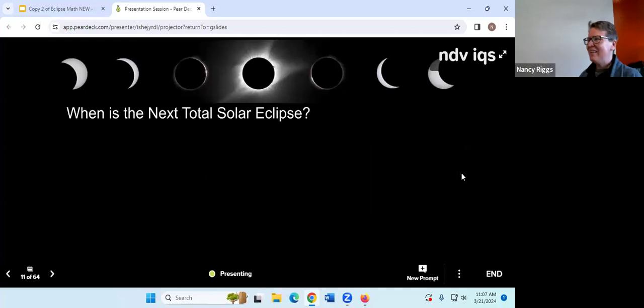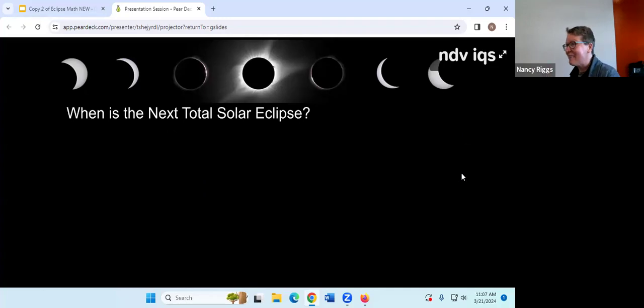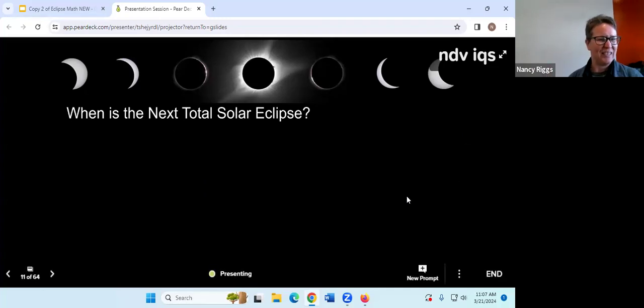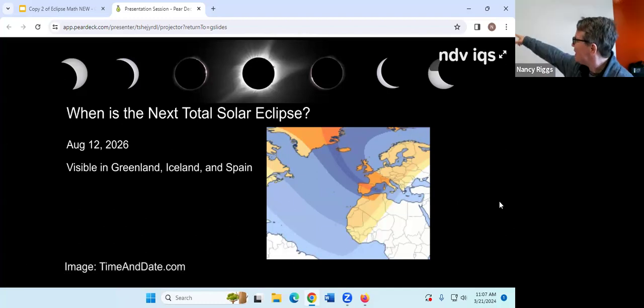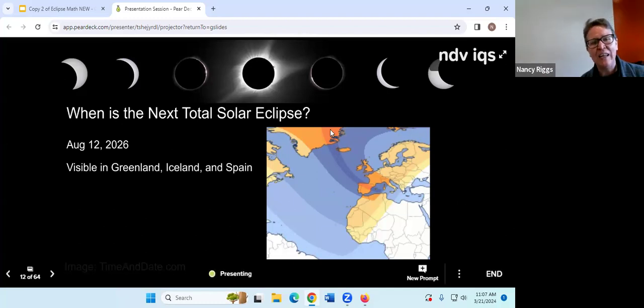All right, so we are obviously having a total solar eclipse on April 8th. So when then is the next total solar eclipse? The next one is on August 12th of 2026, about 2.5 years from now. If you look at that picture, that dark area is where the total solar eclipse will occur. So you can see it's going through Greenland, just the very edge there of Iceland, and then through northern Spain as well.